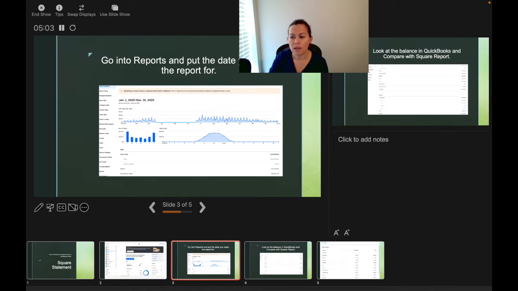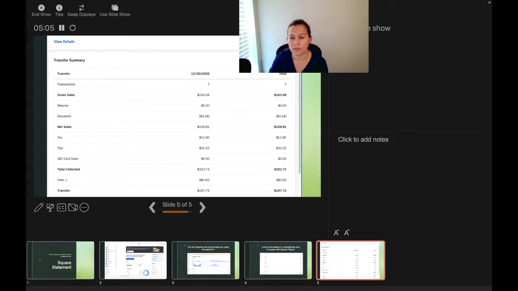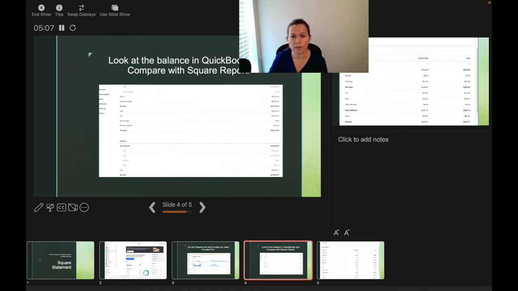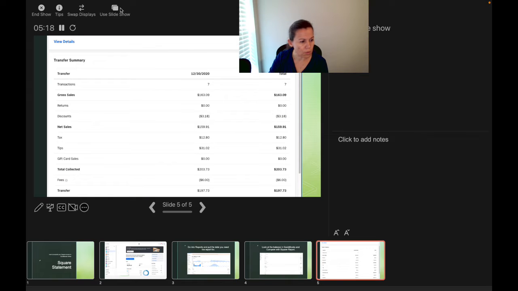So how do you do that, Claudia? Okay, and this is the final one if you want a specific one. So this is Square, and this is the information you will need in order to enter in QuickBooks. And now we're going to go into QuickBooks.